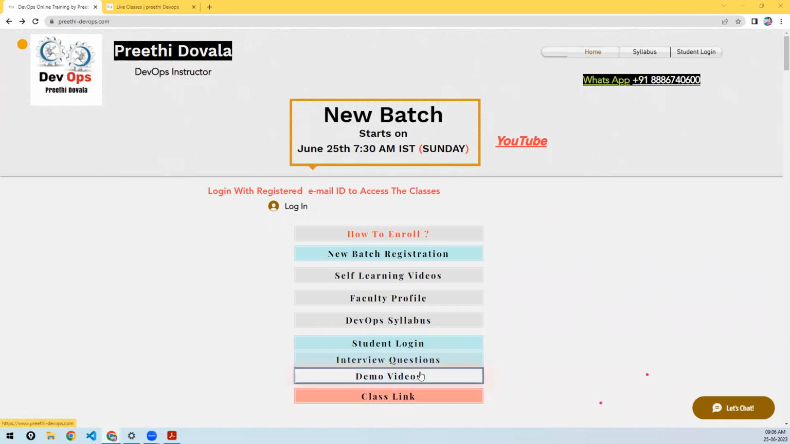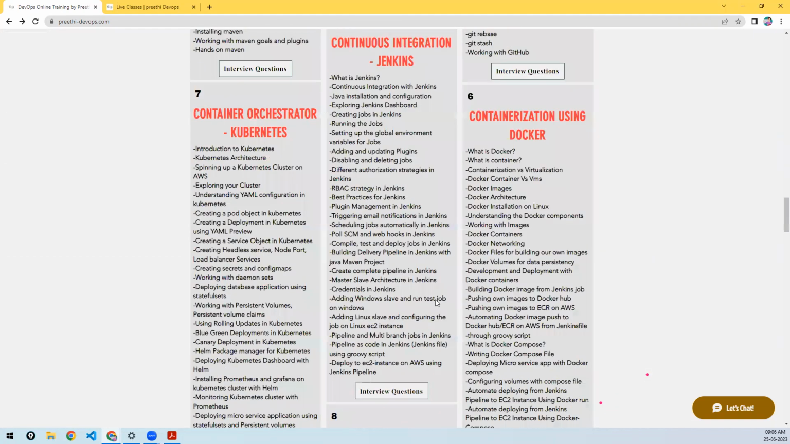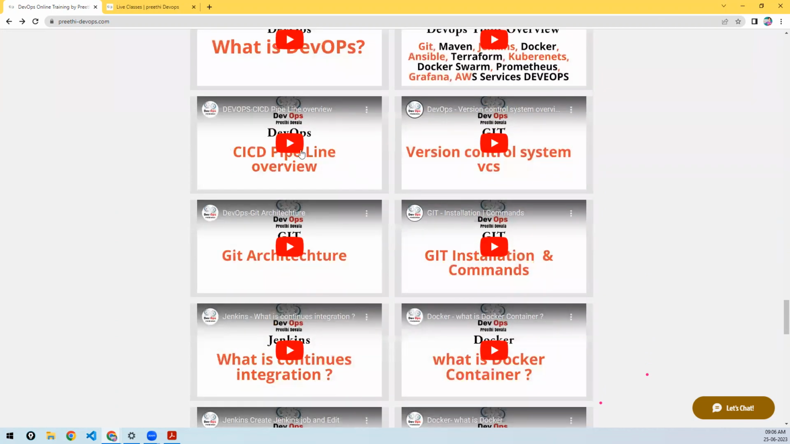Regarding the fee payment, we need to consult Mr. Raj, right? Yes, you can connect with Raj for fee payment and everything.